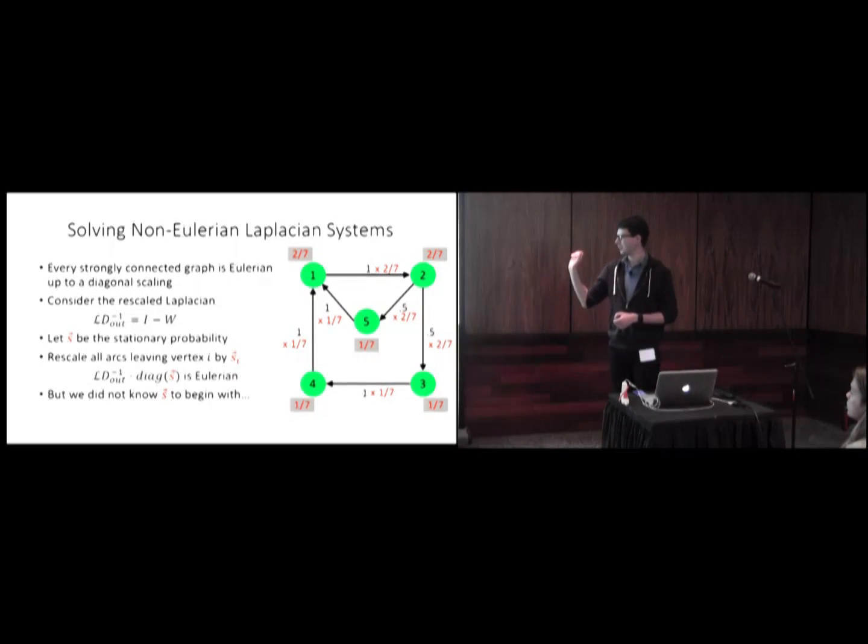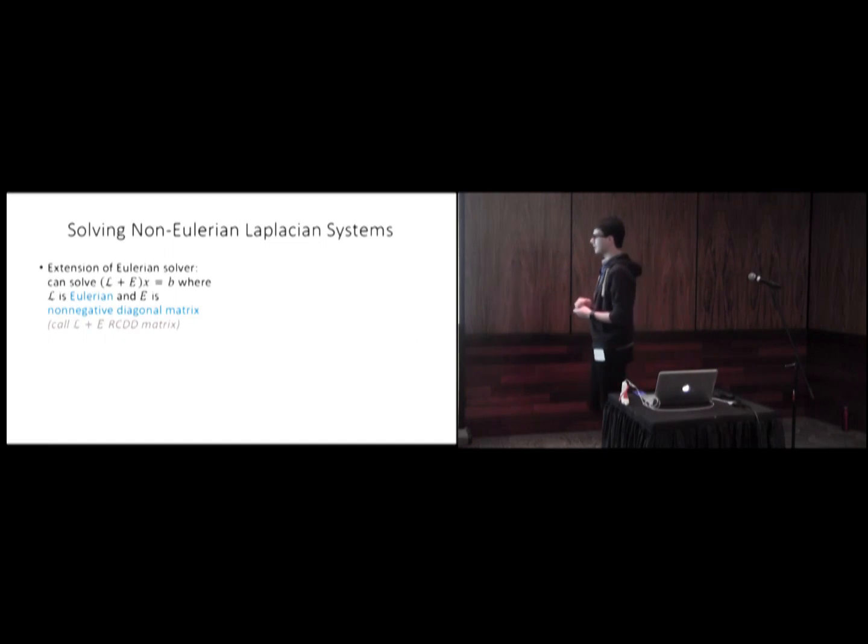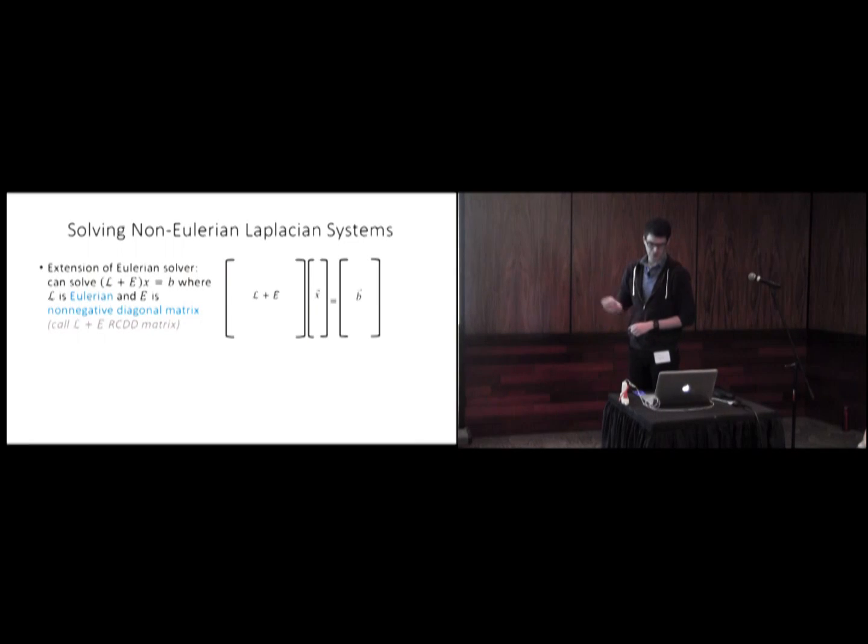But I did not know the stationary distribution to begin with, because, as we said, we don't really know how to compute it for non-Eulerian graphs. So what do we do? This looks like a chicken and egg problem. Well, we're going to relax our problem. But first, we're going to notice that our Eulerian solver actually gives us something slightly stronger. Not only can we solve Eulerian Laplacians, but we can solve systems involving what I'm going to call RCDD matrices. By an RCDD matrix, I just mean the sum of an Eulerian Laplacian and a non-negative diagonal matrix.